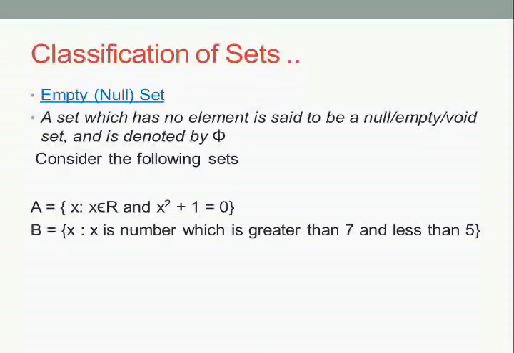Set A consists of real numbers, but there is no real number whose square is negative 1. Therefore, this set consists of no element. Similarly, there is no such number which is less than 5 and greater than 7. Such a set is said to be a null or empty set.